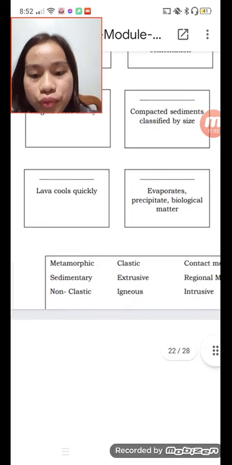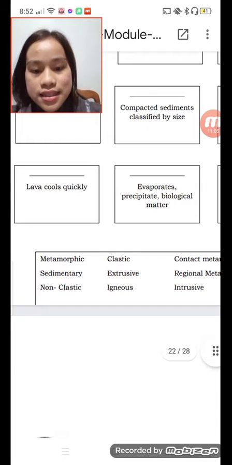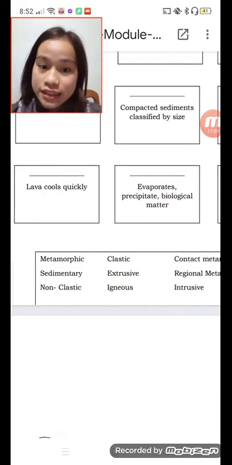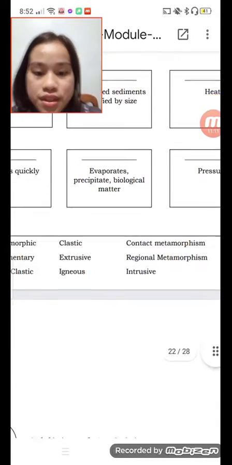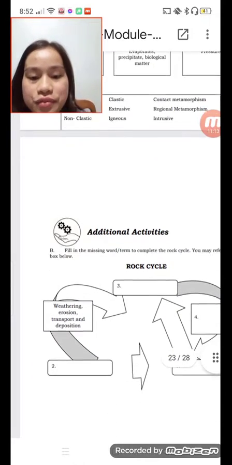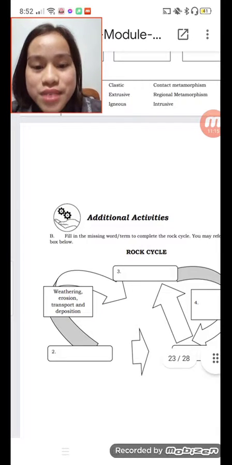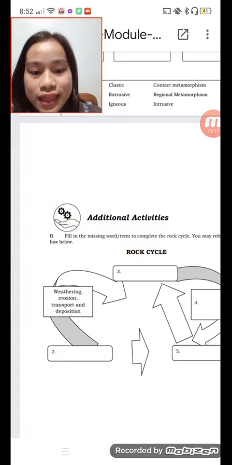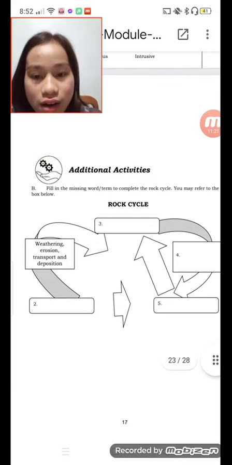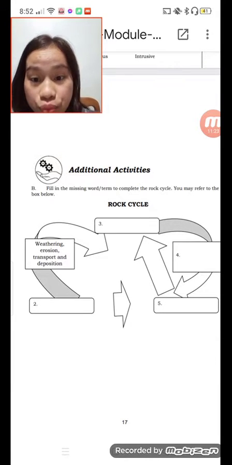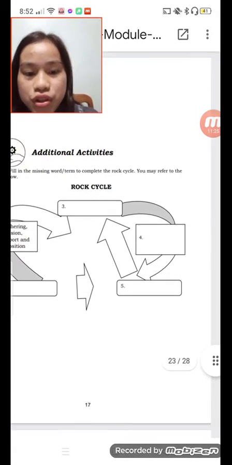There's a list below: intrusive, non-clastic, clastic, extrusive, or igneous. Contact metamorphism, regional metamorphism. Letter B, additional activities: fill in the missing word or term to complete the rock cycle. You may refer to the box below. Rock cycle: weathering, erosion, transport, and deposition.